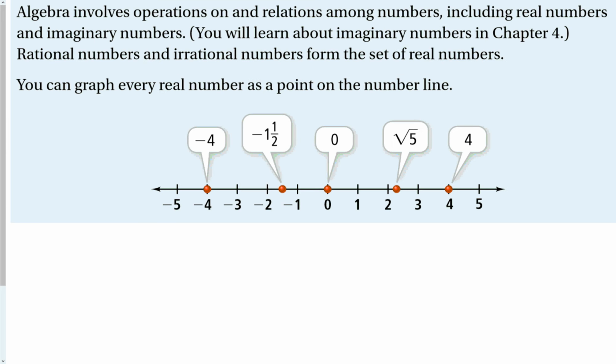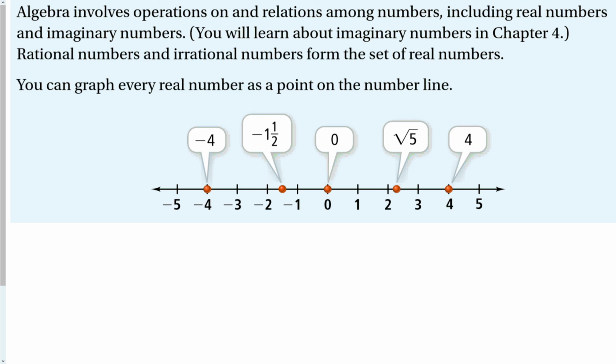In fact, this is a pretty standard thing to go over at the start of a math class, especially algebra. So algebra involves operations on and relations among numbers, including real numbers. And also in chapter 4, we're going to talk about something called imaginary numbers, right? But that's not it yet. So rational numbers and irrational numbers form the set of real numbers. And we can graph all these things as a point on the number line.